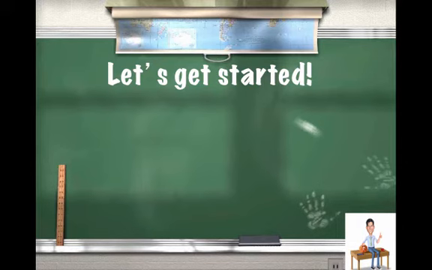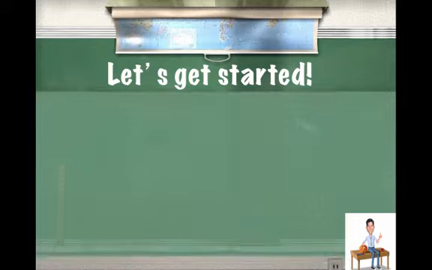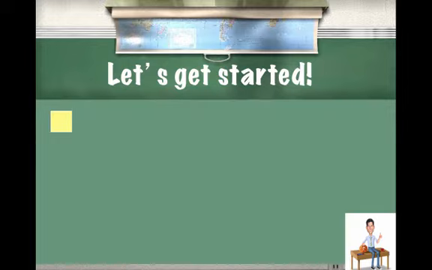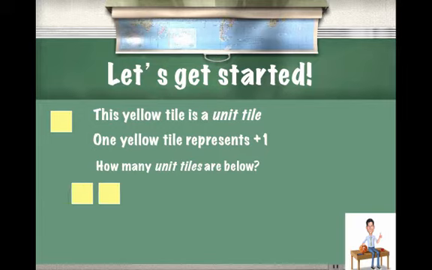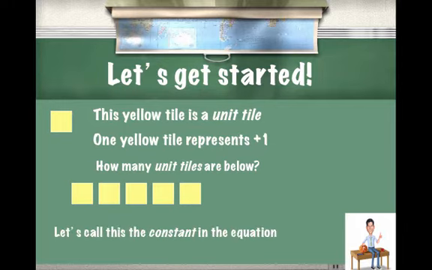Tonight's video is on lesson 1.8 from the textbook, solving equations using algebra tiles. This small square yellow tile was called a unit tile, and one yellow tile represents positive 1. How many unit tiles are below? We've got the 5 yellow positive tiles, which means it would be positive 5, and we call this the constant in the equation.